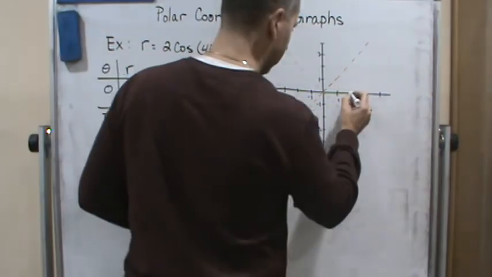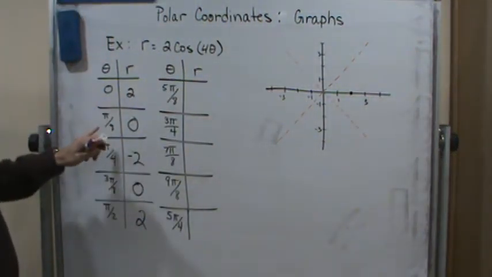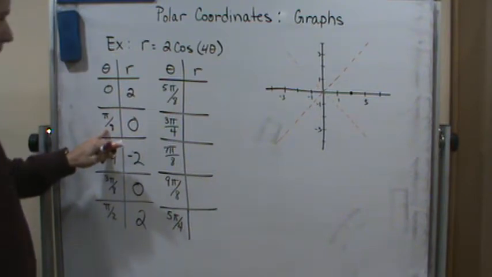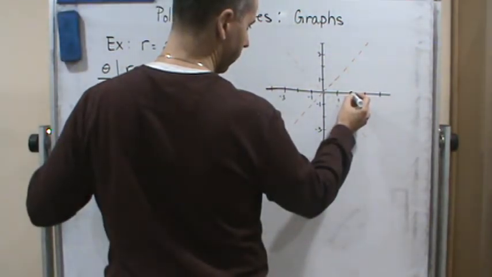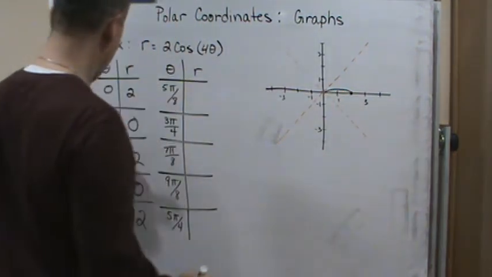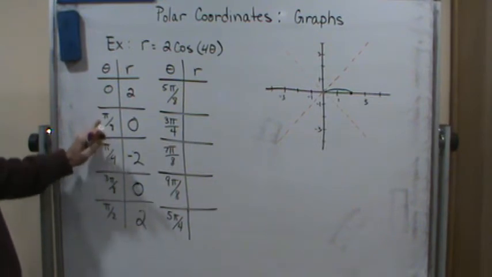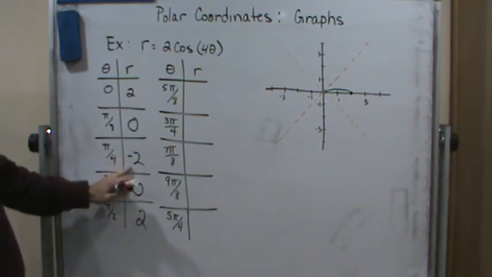So I've got 0 here, right? 0, so 0, 2, and then I go to pi over 8, okay? And pi over 8 brings me back to 0, like so. And then from pi over 8 to pi over 4, it brings me to negative 2.